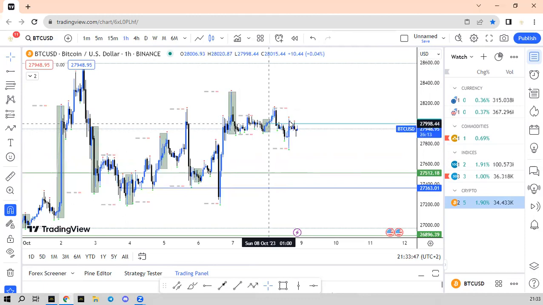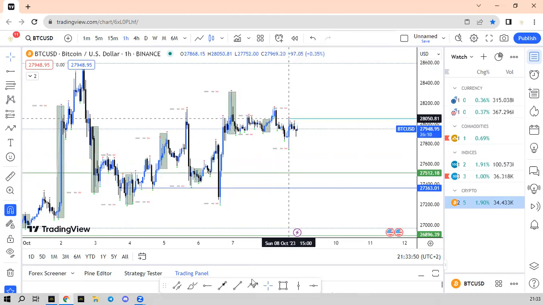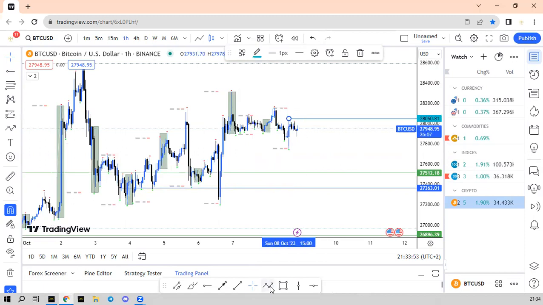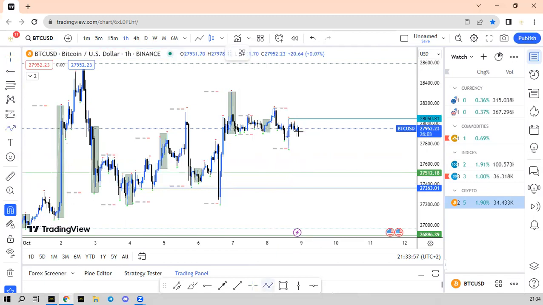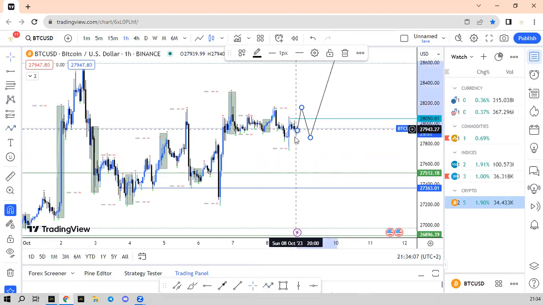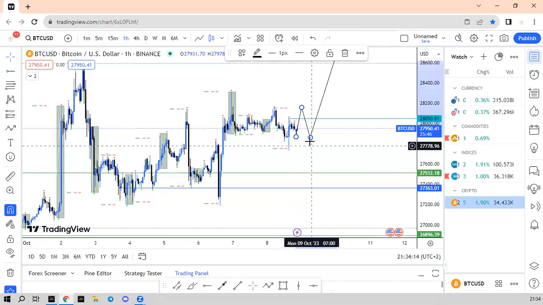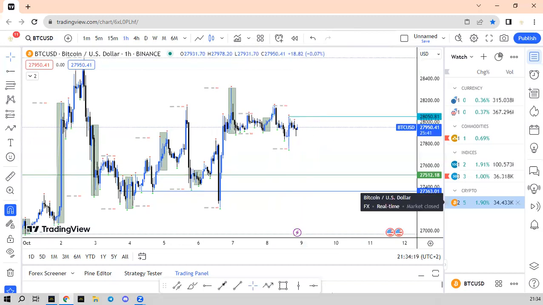However, because I have certain things that I follow, if it gives us a break here, something like a break here, I'll be more likely to look for a buy here. This might be the liquidity on a smaller time frame. So I'm more likely to buy this. However, I'll wait for my setup to play out.